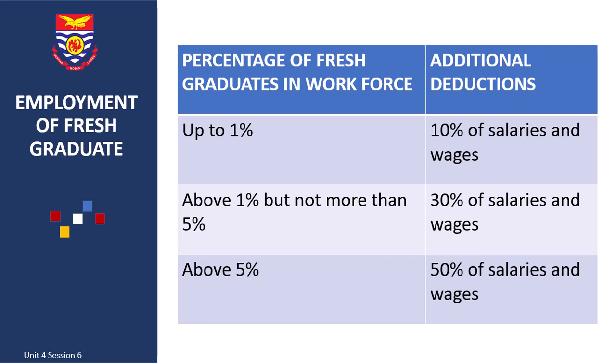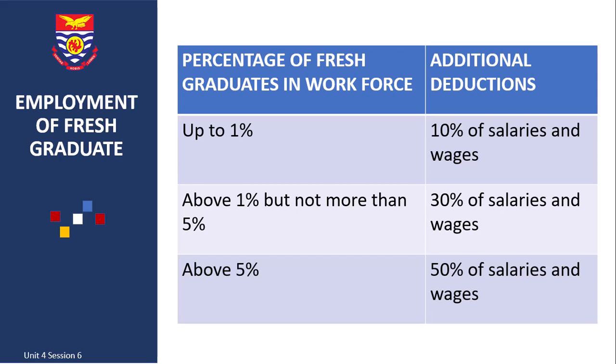But before that, let us look at employment of fresh graduates. A fresh graduate is a person who has graduated from a tertiary institution for the first time, whether or not that person was previously employed. In the computation of income of a company, the company is entitled to additional deductions for salary and wages paid during the year to fresh graduates from a recognized Ghanaian institution. So the additional deduction is as follows.